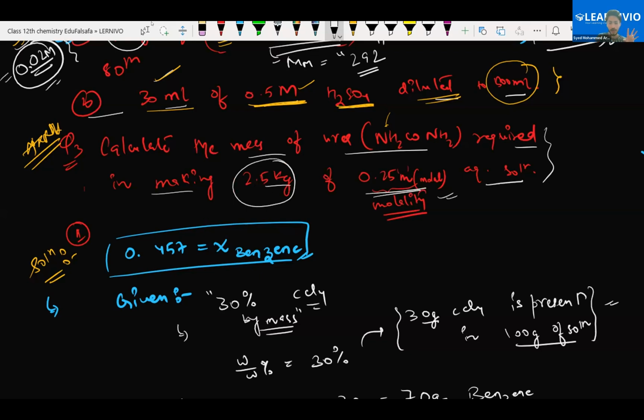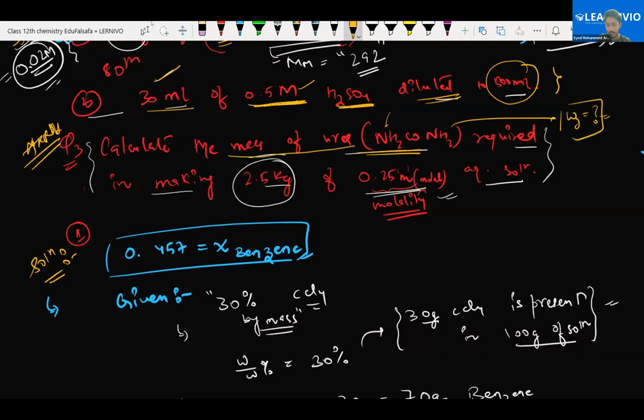Now, first you need to observe how I approach this question. The first thing that strikes my mind is what I need to calculate. I need to calculate the mass. So the mass of urea is what is being asked here.